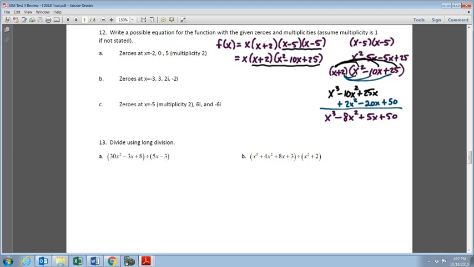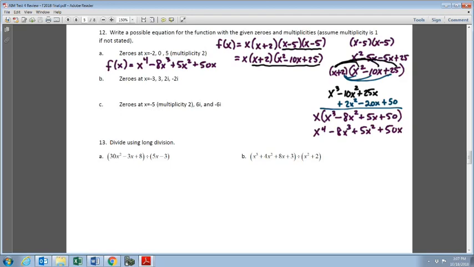Alright, so don't forget, we still have that x out in the very front. So let's multiply everything by x, which really just increases the power of x for each of those, and then the 50 has an x now. And so our final answer here is f of x equals x to the 4th minus 8x cubed plus 5x squared plus 50x. Let's go ahead and look at 13 now.